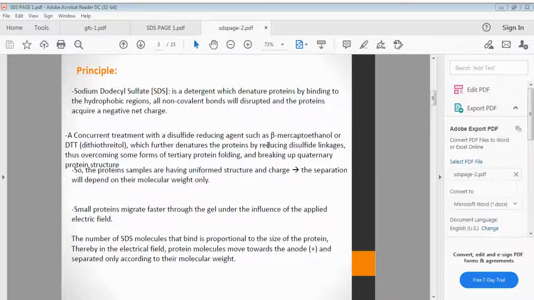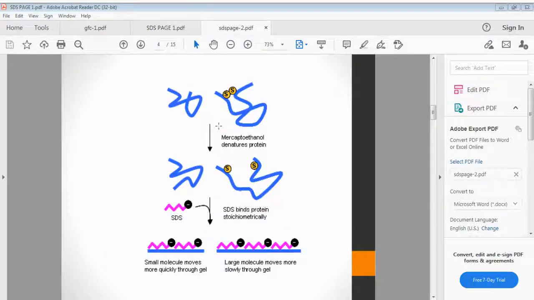Now the role of beta mercaptoethanol: instead of beta mercaptoethanol, DTT, dithiothreitol, can be used. As I told you, it is used to denature the disulfide linkages, open up and unfold the protein so that the SDS can bind. The proteins will then have a uniform net negative charge, and when they are passed through the gel under the influence of an electric field, they will migrate. Because all the molecules possess negative charge, they will all migrate towards the anode in the polyacrylamide medium.